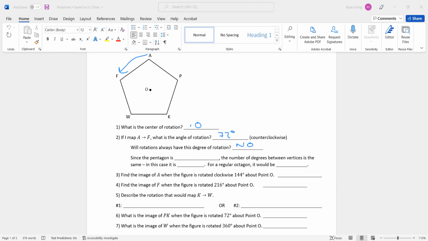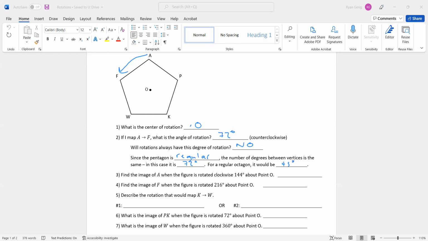Now, will rotations always have this degree of rotation? No, it will not. Since the pentagon is regular, though, the number of degrees between vertices is the same. And in this case, it is 72 degrees. Let's say we had a regular octagon. What would be the angle of rotation? See if you can figure that out. It would be 45 degrees, 360 divided by 8.